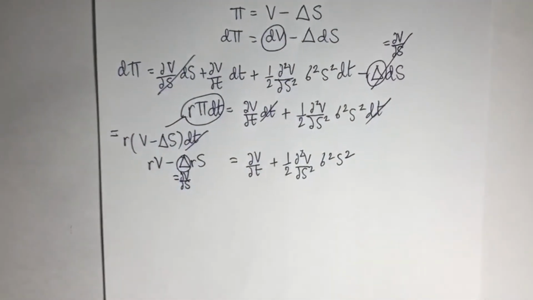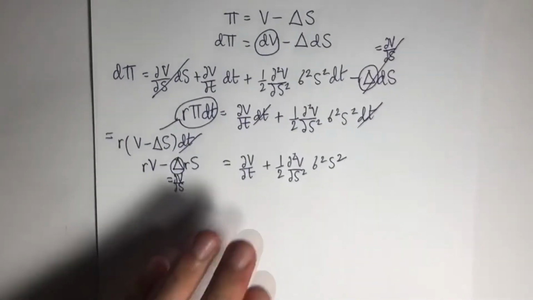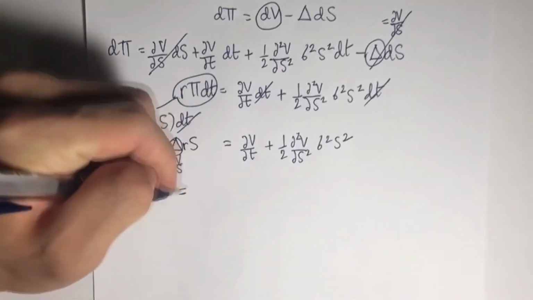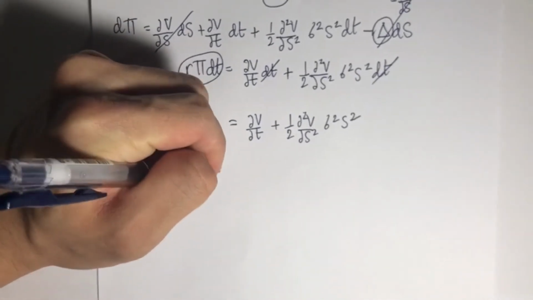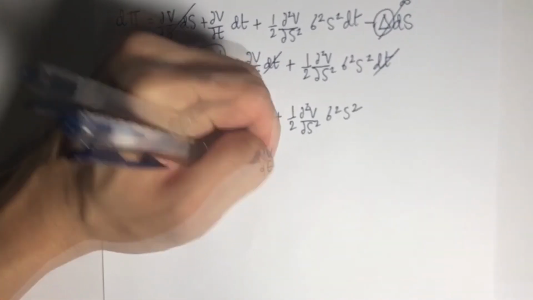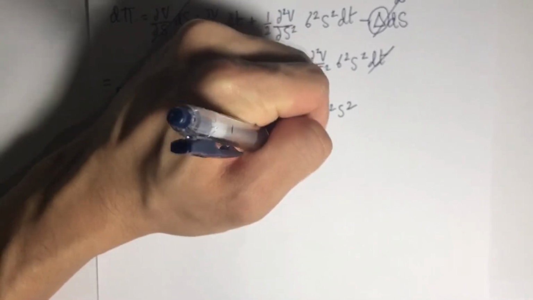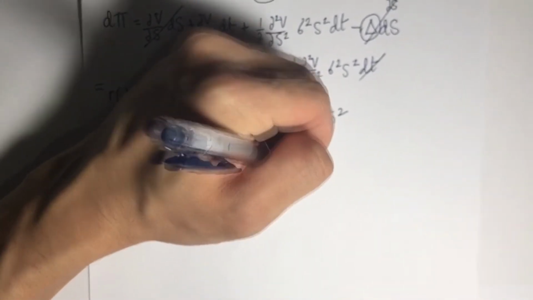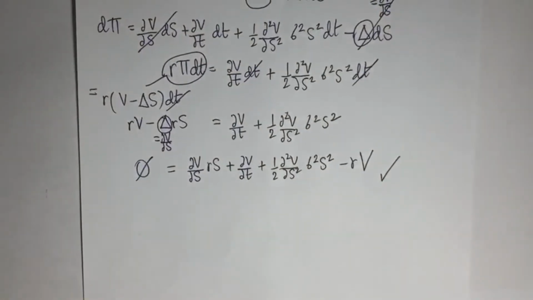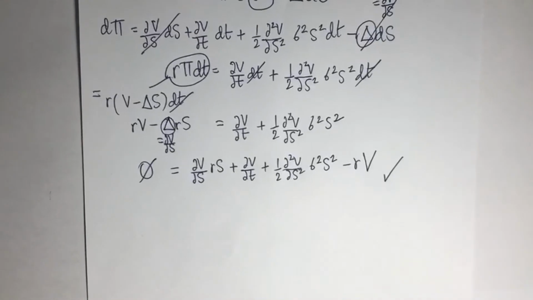And then we do the algebra to move all the terms into one side. And here we are, the equation of the Black-Scholes-Merton model.